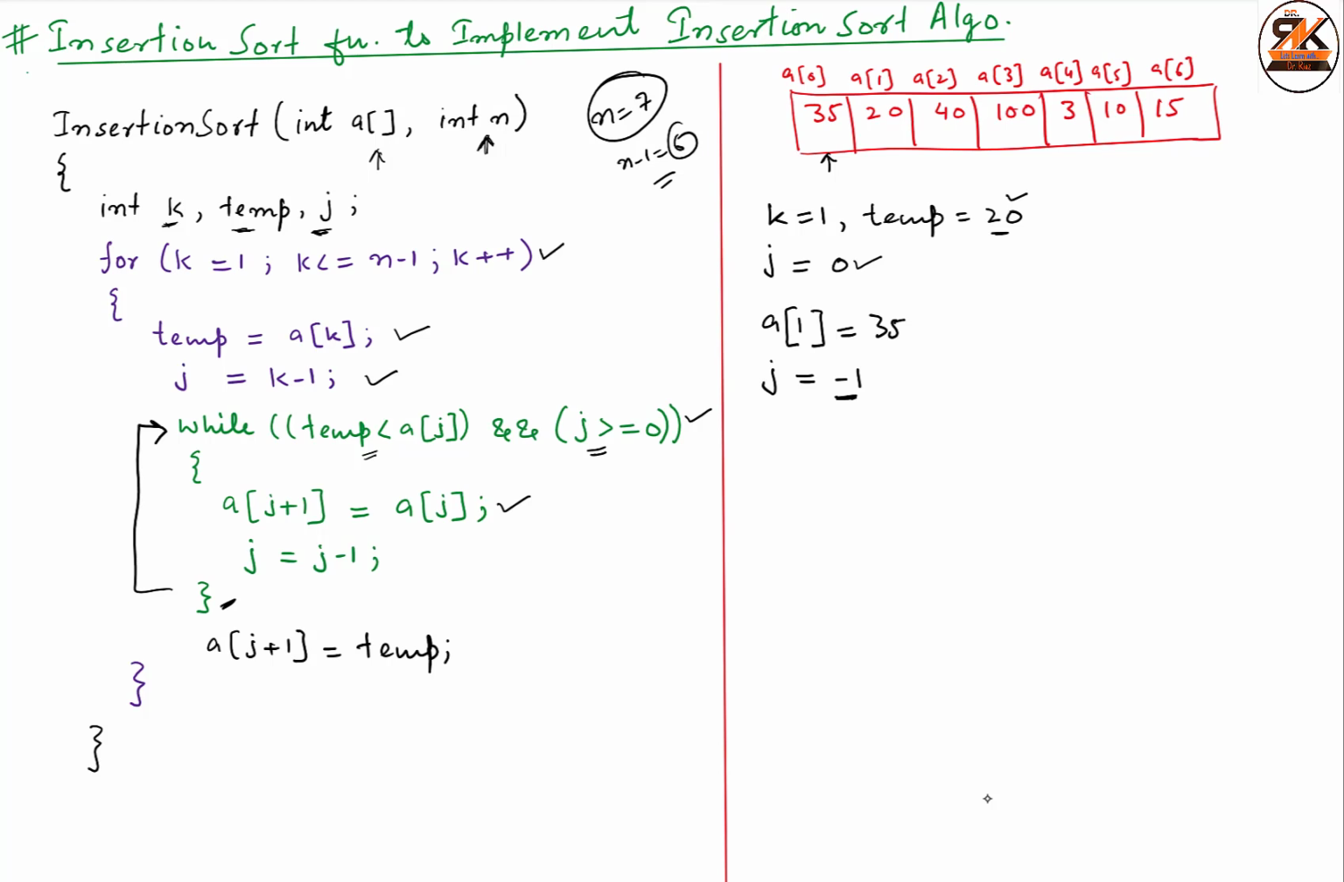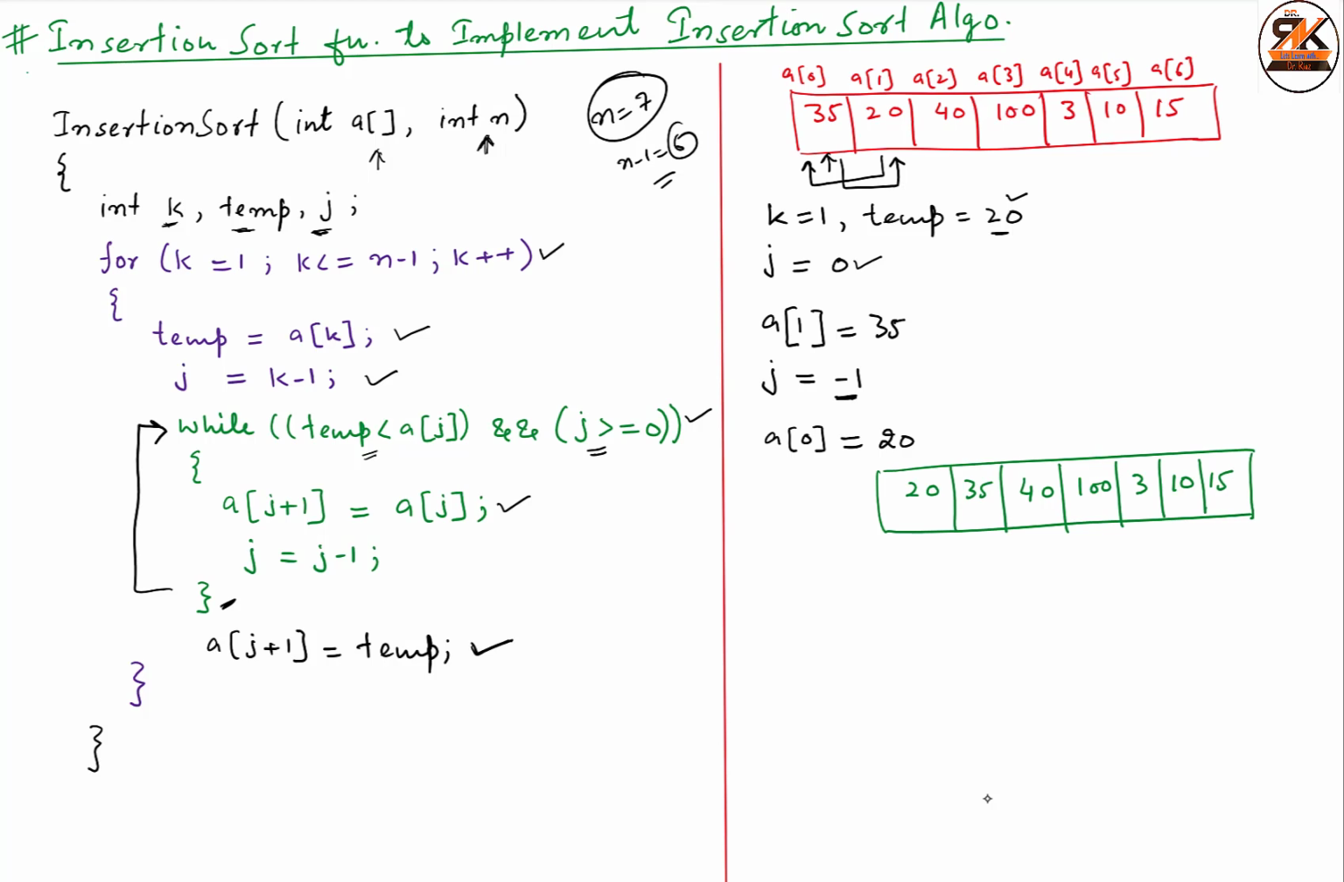So we will come out of this loop and this statement will be executed, and here a of j plus 1, which means a of minus 1 plus 1, which is a of 0, will be equal to temp. Temp has value 20, so 20 will go to a of 0. Okay, so this element will go here and 35 will come to this place. So the new list after this first iteration will be 20, 35, 40, 100, 3, 10 and 15.